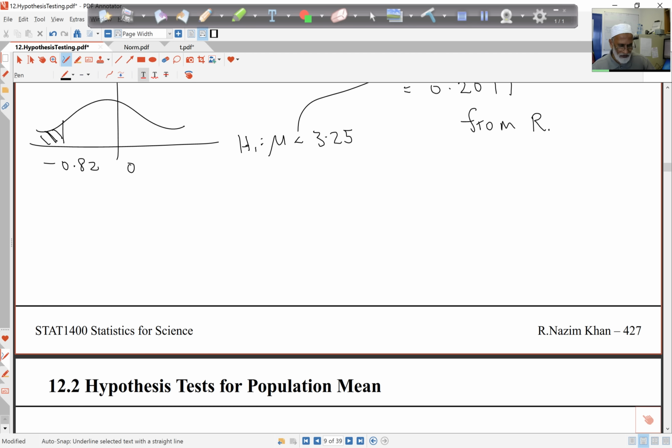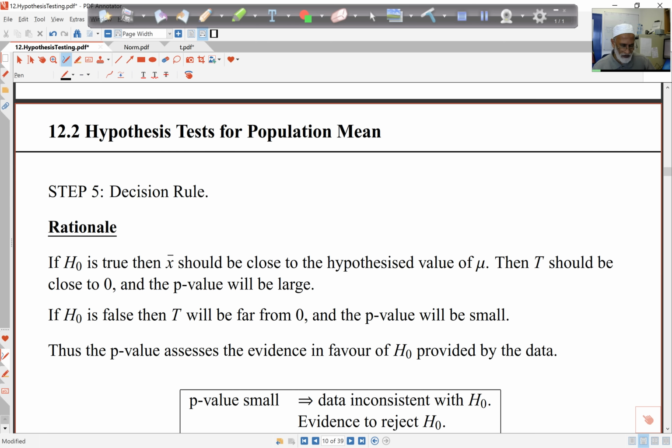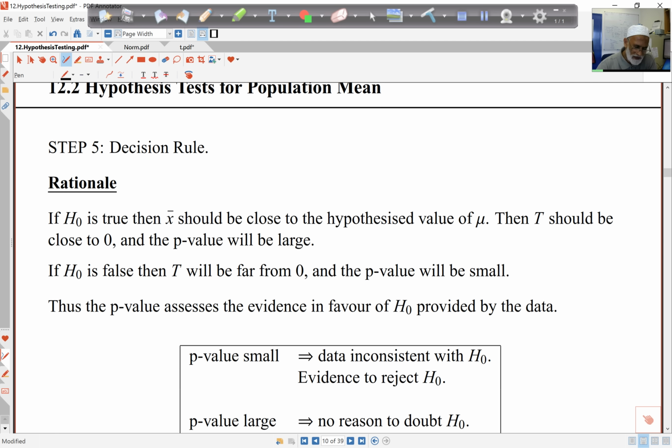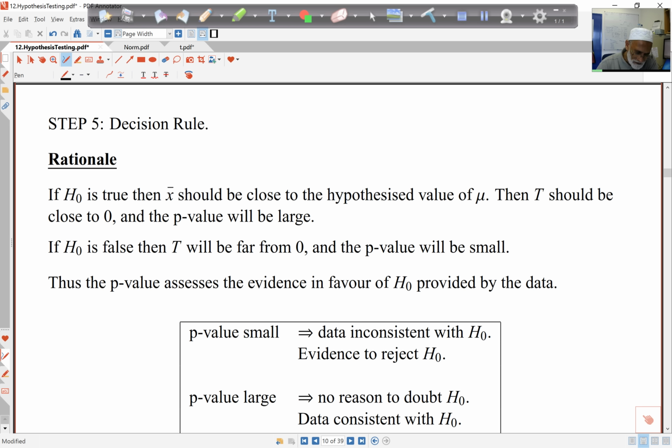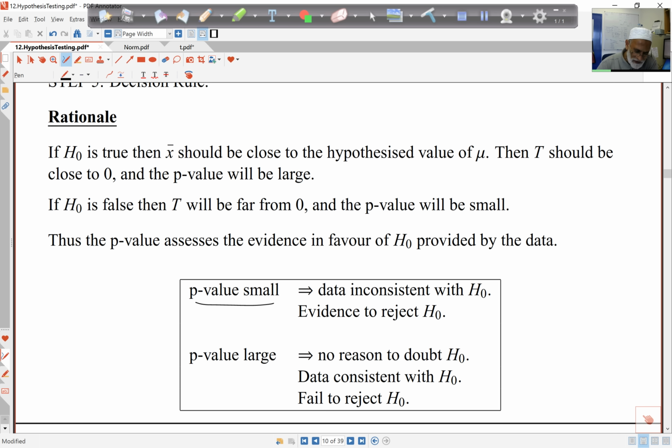Now, the way this works, as we've seen earlier in our hypothesis testing examples, is that we need to decide how to make a decision on this. How do we decide if we reject the null hypothesis or don't reject the null hypothesis? And that is all about the p-value. If the p-value is small, then the data and the null hypothesis are inconsistent and we reject the null hypothesis. If the p-value is large, there's no reason to doubt H0. In other words, the data is consistent with the null hypothesis.